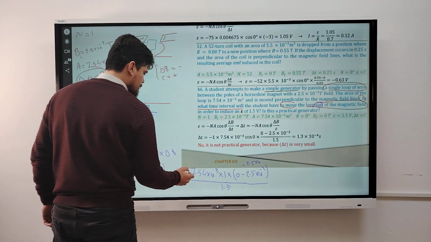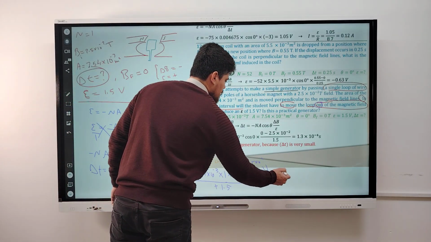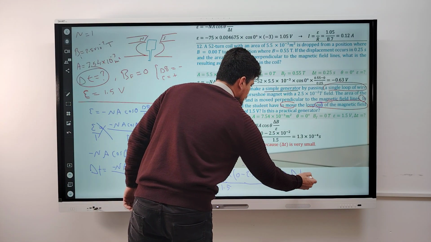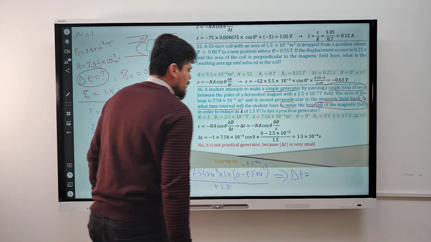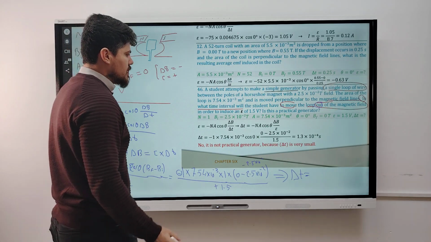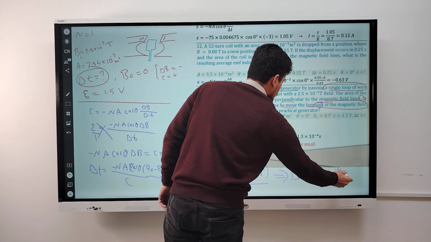Negative times negative is positive. Positive divided by positive, the time should be positive. The delta t is equal to what? But time can never be negative. Okay, and delta t is equal to 1.3 times 10 power negative 4.